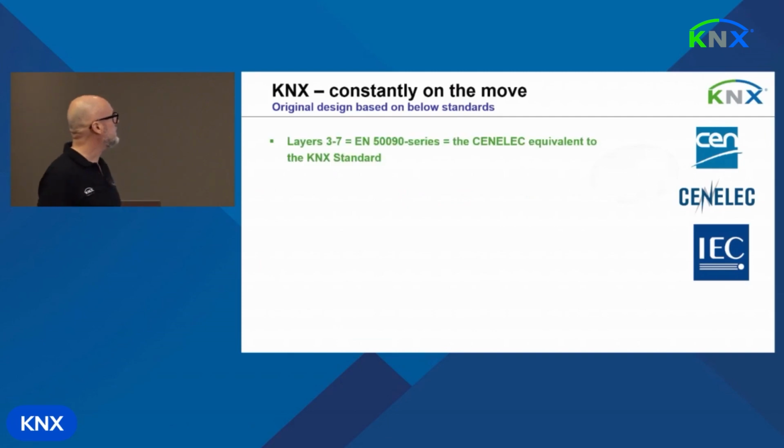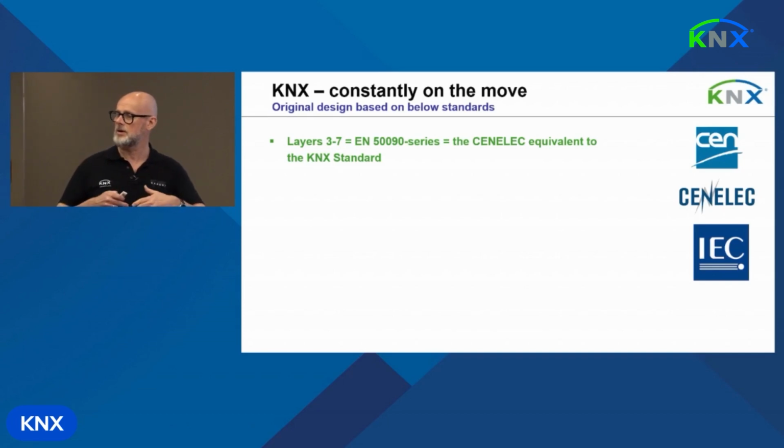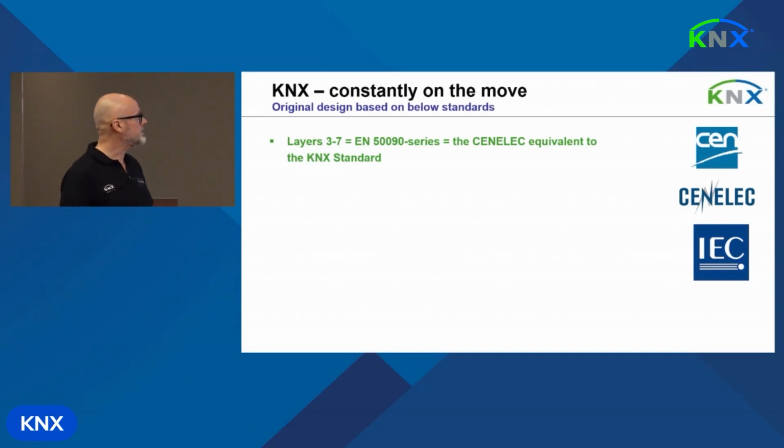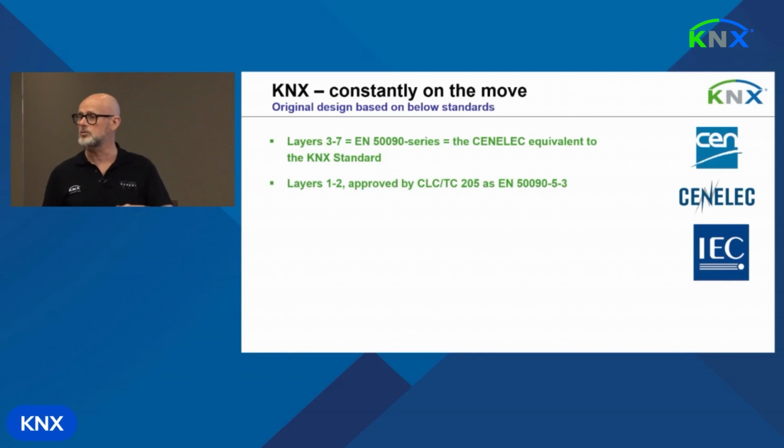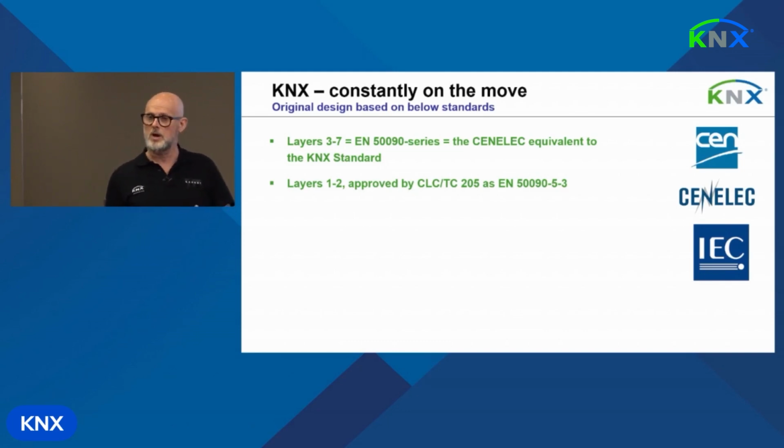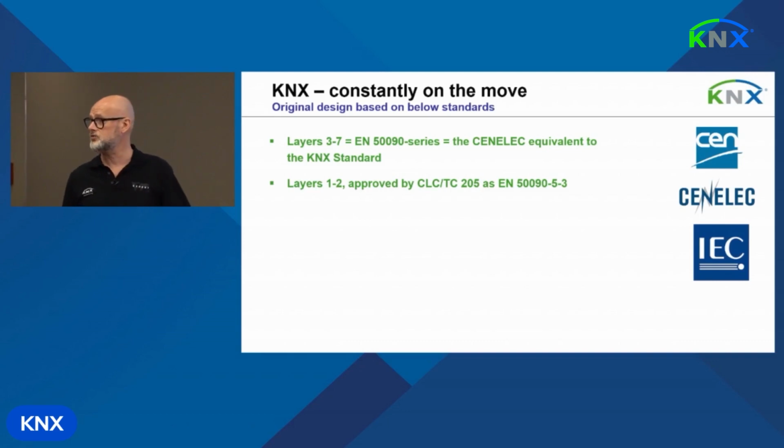Okay, important was that the design should be based on international standards. So this should not be a KNX specific solution. It should be a thing that is part of the bigger KNX standardization work. As you know, KNX is standardized in Europe as EN 50090, so the radio frequency solution should be from layer 3 up to layer 7 of the OSI layer model. It should be part of the 50090 series. And layer 1 and 2, so the physical layer and the data link layer, should also become part of this 50090 series. So when you look at 50090-5-3, you're looking at the KNX radio frequency solution.